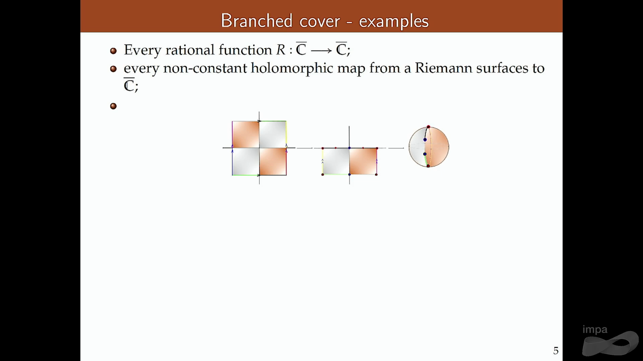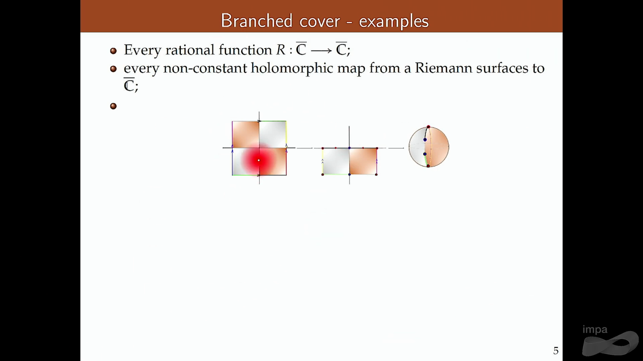So here are some examples. Every rational function, polynomial or rational function on the Riemann sphere, is a branched cover. This is the local structure of a holomorphic map. Also from any non-constant meromorphic function.